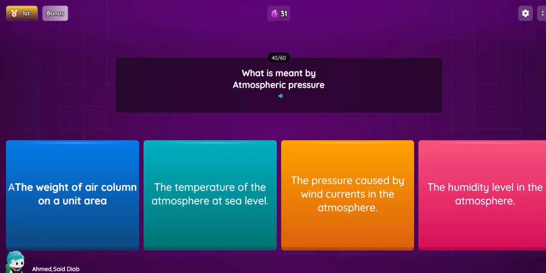Question: what is meant by atmospheric pressure? Option 1: the weight of air column on a unit area. Option 2: the temperature of the atmosphere at sea level. Option 3: the pressure caused by wind currents in the atmosphere. Option 4: the humidity level in the atmosphere.